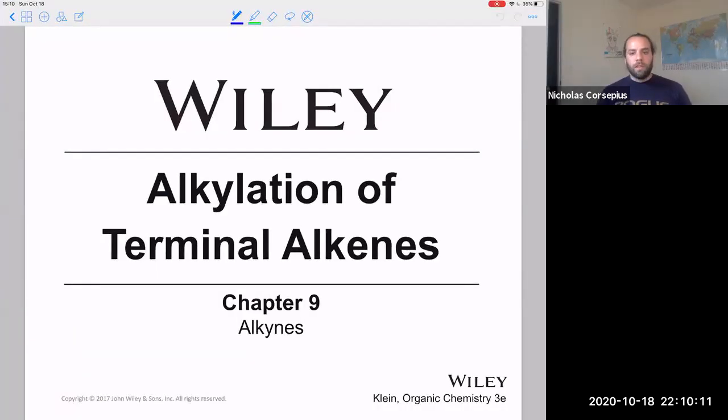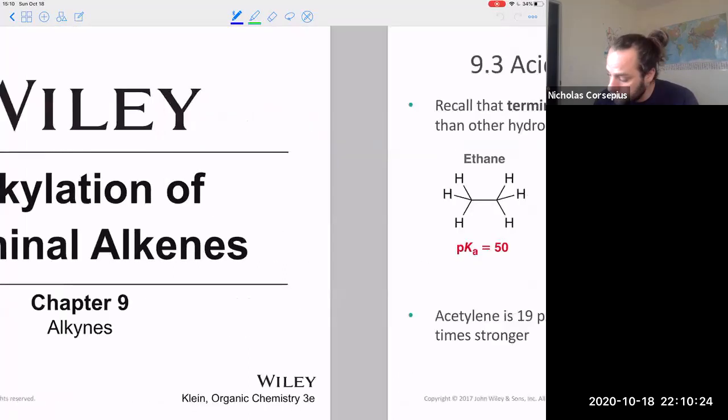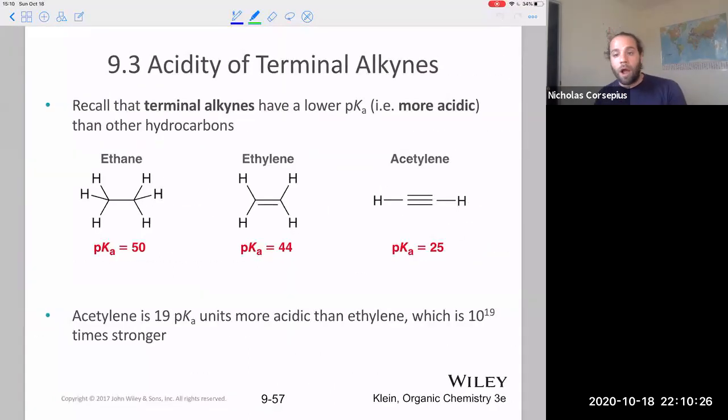Okay, so the last type of reaction that we're going to talk about is probably the most powerful one that we're going to learn about in this chapter, and it's something that's unique to alkynes that we didn't see with alkenes. Okay, so let's look at what that is. First, we have to discuss an important property that leads to this, which is the acidity of a terminal alkyne hydrogen.